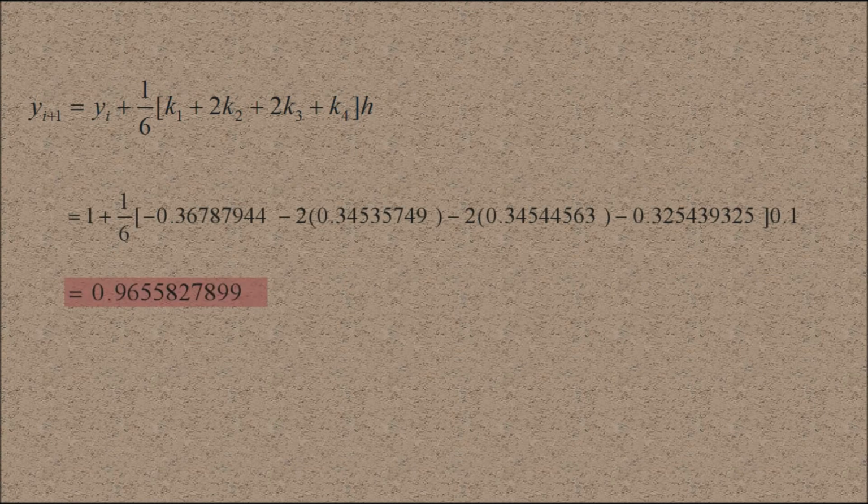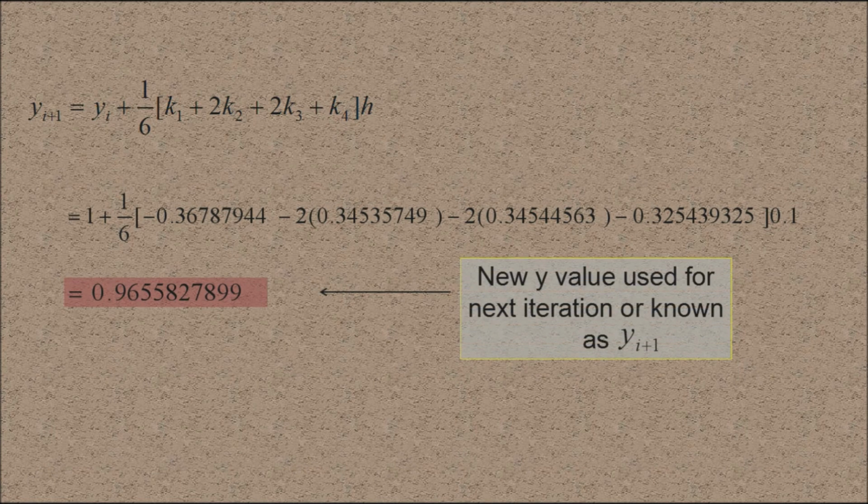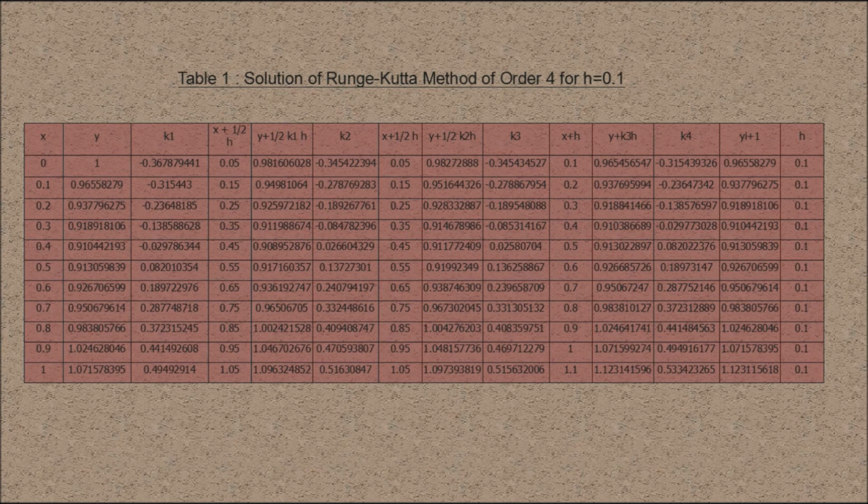We then take the four values and substitute them into the Runge Kutta fourth order formula, which is yi plus 1 equals yi plus 1 over 6 times k1 plus 2k2 plus 2k3 plus k4 times h. Solving this will result in the value 0.965582789, which actually is our new y value. Using the new y value, we will start again to find the new value of k. Solving this by hand would be tedious. Therefore, we will be using a computer to compute the value. The result is shown in the table below.